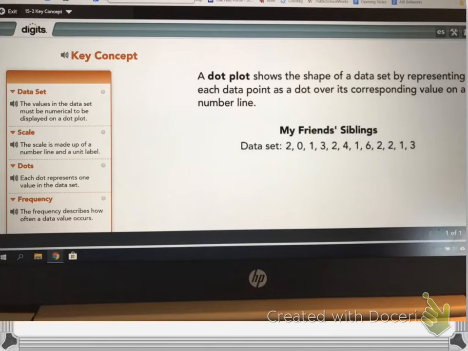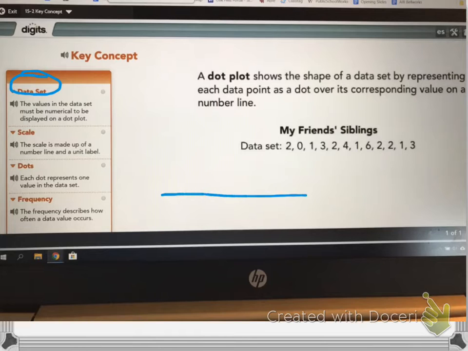Hi friends, today's lesson is about dot plots. Dot plots show the shape of a data set by representing each data point as a dot over its corresponding value on a number line. The values in the data set must be numeric to be able to be displayed on a dot plot.